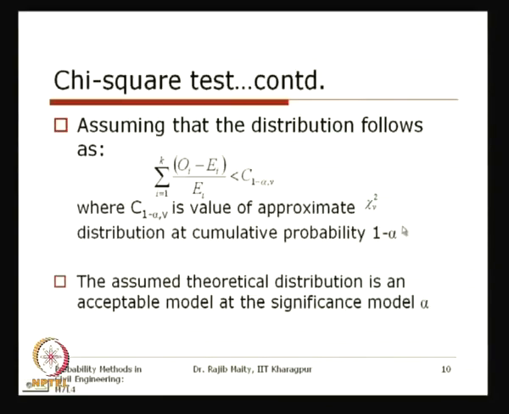So this alpha is the significance level that we are talking about. The assumed theoretical distribution is an acceptable model at the significance level alpha. This is what I mentioned initially, that all these tests should be associated with some significance level. Generally, the significance level is kept around 0.1, 0.01 or 0.05. So at this cumulative probability 1 minus alpha, if it is a 5% significance level, the cumulative probability at which we are testing is 95%.